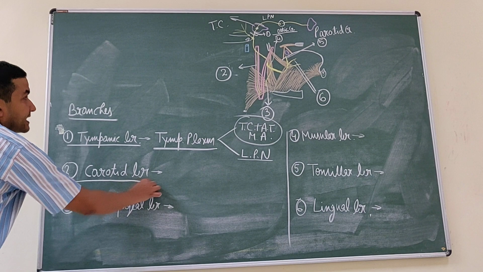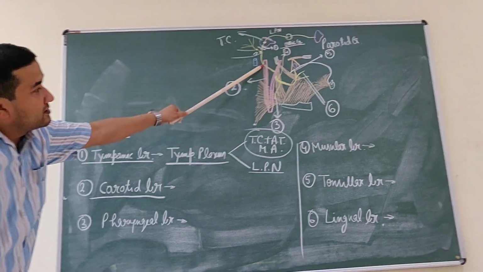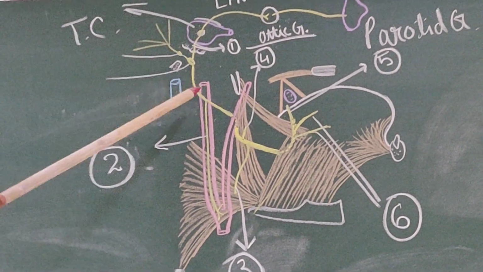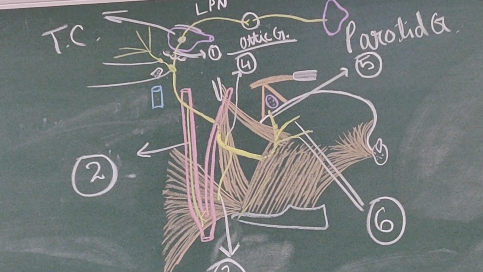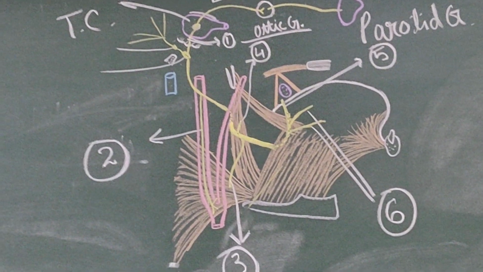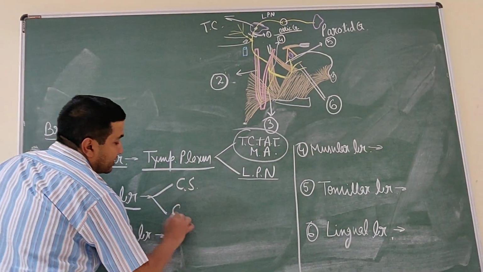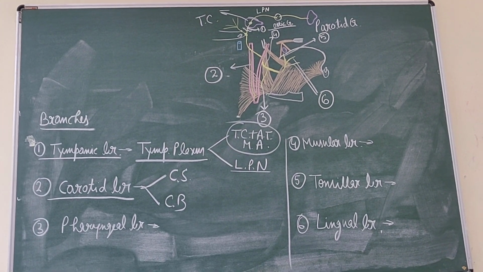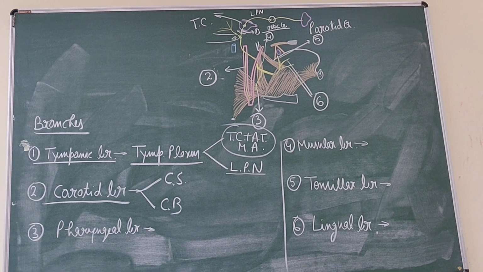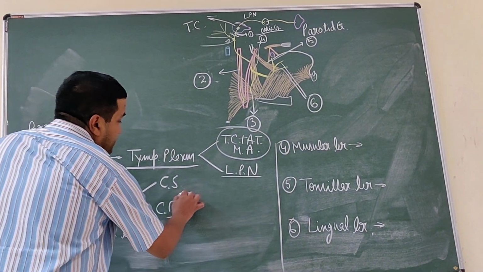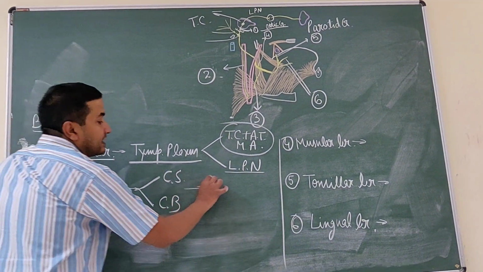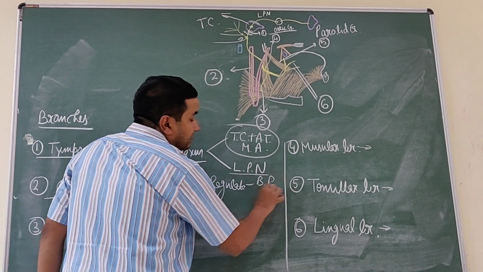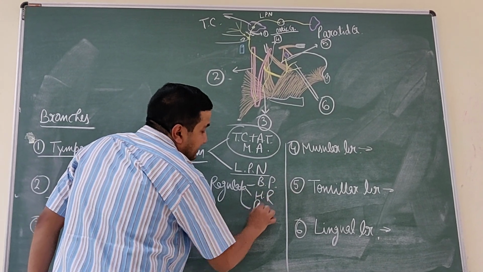Now the second branch is the carotid branch. This is the carotid branch, which runs along with the internal carotid artery. This carotid branch supplies the carotid sinus and the carotid body that are present at this junction, the bifurcation of the common carotid artery. It is the sensory supply. So by this branch, the glossopharyngeal nerve regulates blood pressure, heart rate, as well as respiration.